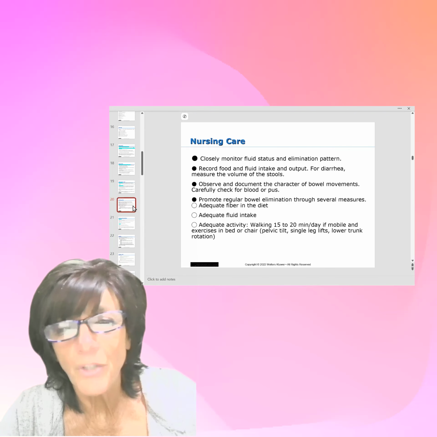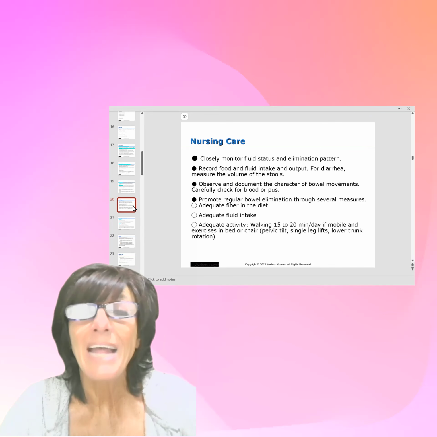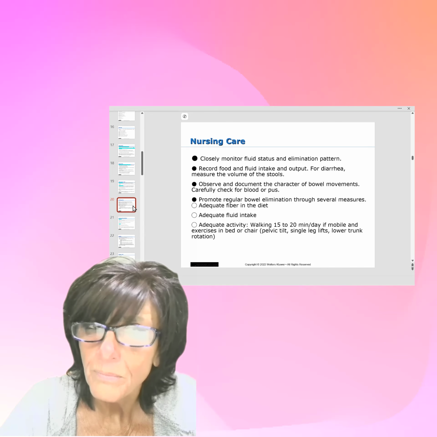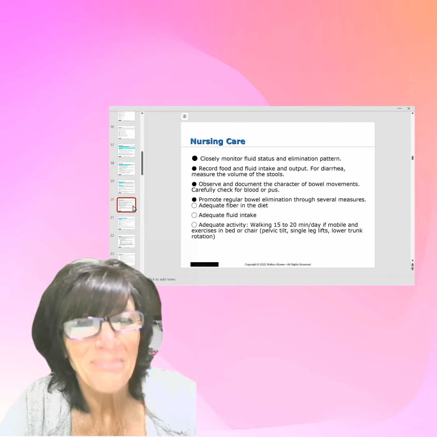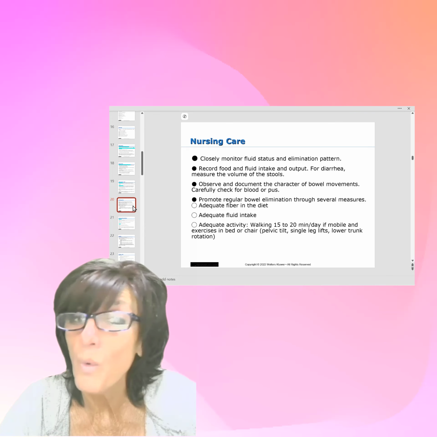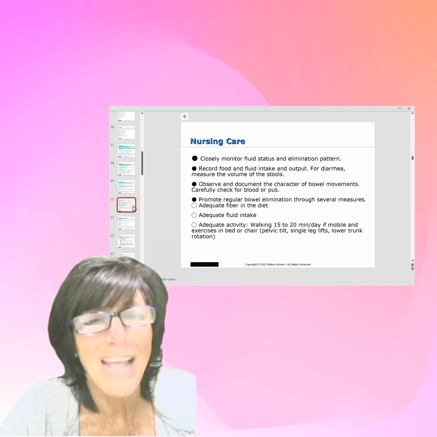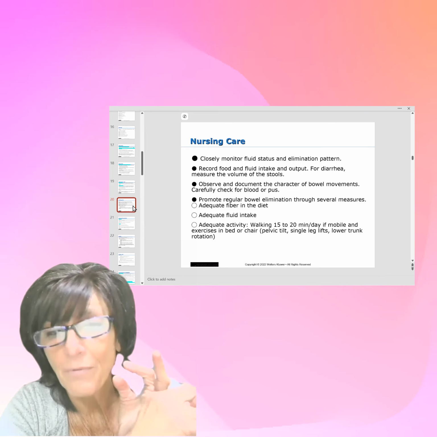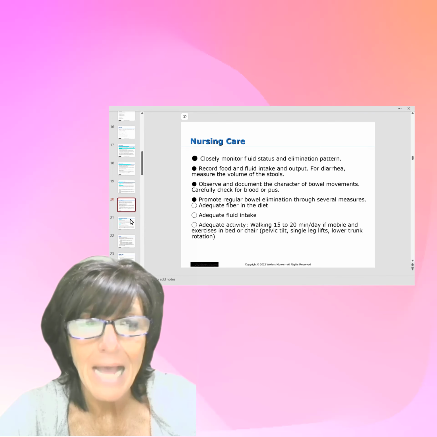Nursing care. So when you're taking care of patients, when we're focusing on the bowels, make sure you're looking at their fluid status, their elimination pattern. Record their I&O. If they're having diarrhea, measure it. You heard me, measure it. Check for blood or pus in the stool. And bowel prevention. Tell them to eat an adequate amount of fiber, drink enough fluid, and get enough movement. Move. They got to move.